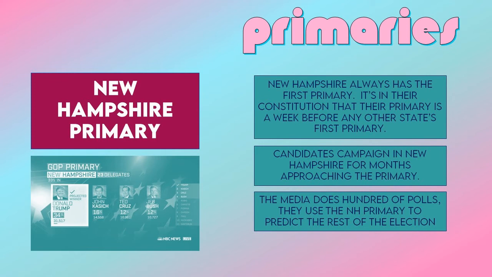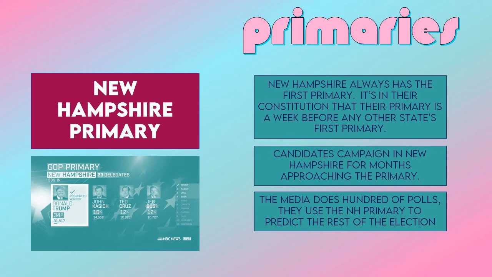For months before this primary starts, candidates campaign in New Hampshire. New Hampshire is a tiny state with very, very few people. They get so much attention, all the candidates spend so much time there. The media does all kinds of polling there. They do hundreds and hundreds of polls. We get polls from week to week. And then people vote in the New Hampshire primary. And we use the New Hampshire primary to predict the rest of the primary elections.